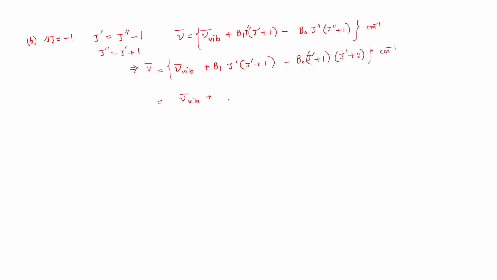So let us first do this. What are we getting here? We can take J prime plus 1 common, right? We have B1 J prime minus B naught, J prime plus 2. Again J prime, and am I making any mistake? No. So if I take J prime common, I get B1 minus B0 here, and I am left with minus 2B naught.